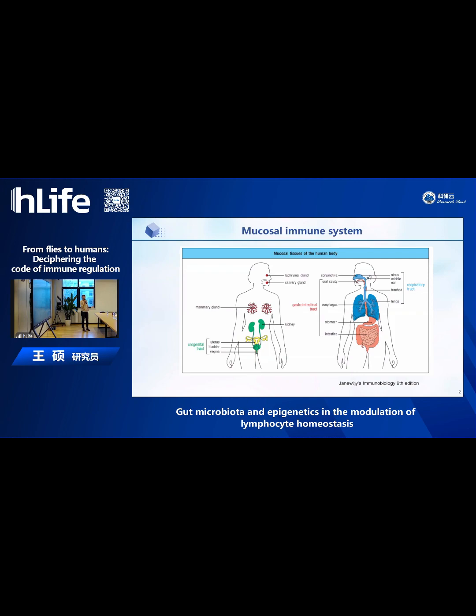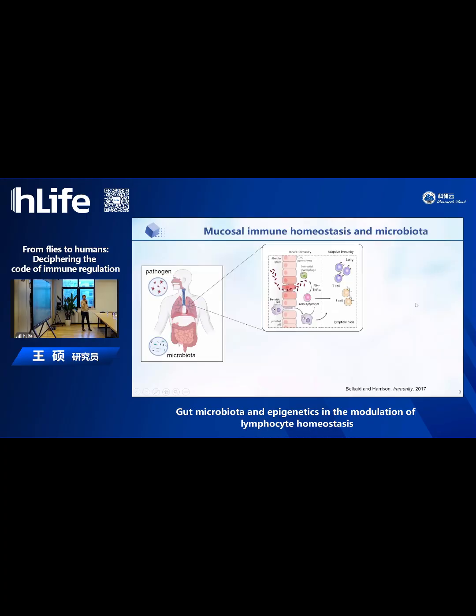The mucosal tissues, including the gastrointestinal tract, the respiratory tract, and the urogenital tract, face a lot of pathogens or allergens in the environment. And when we face pathogens, just like in the previous talk, the immune system will be activated.